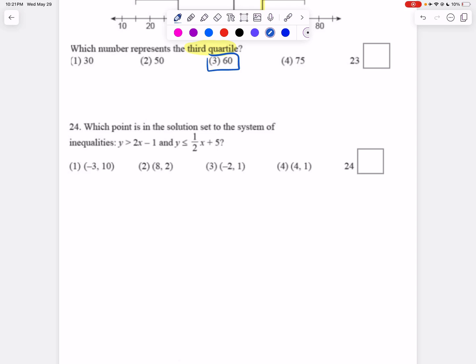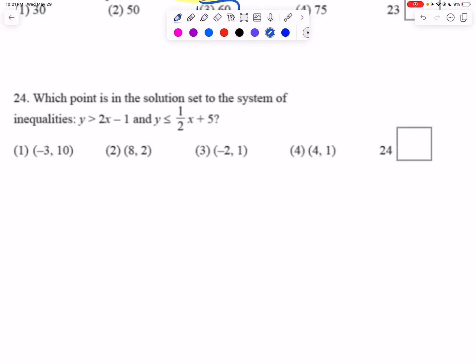Okay, so if we look at number 24, it says, which point is in the solution set to the system of inequalities? Y greater than 2x minus 1 and y less than or equal to 1/2 x plus 5. So in order to be in the solution set, it has to be a solution to both inequalities. So what we can do is we can actually just plug in these points into both inequalities. So if I look at choice 1, that's negative 3, 10.